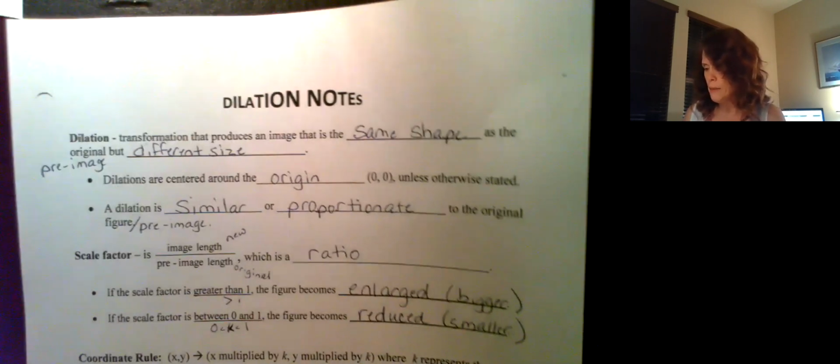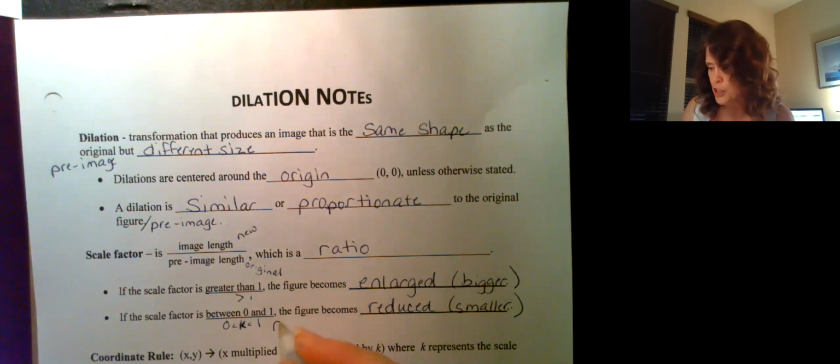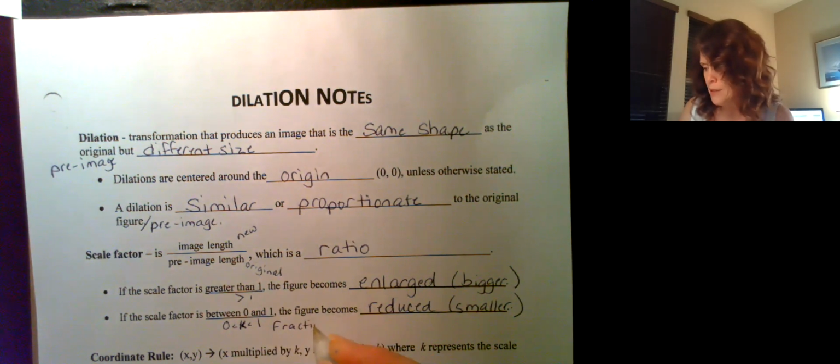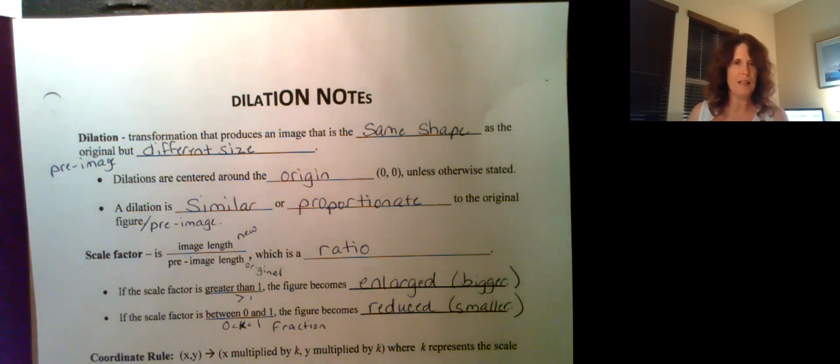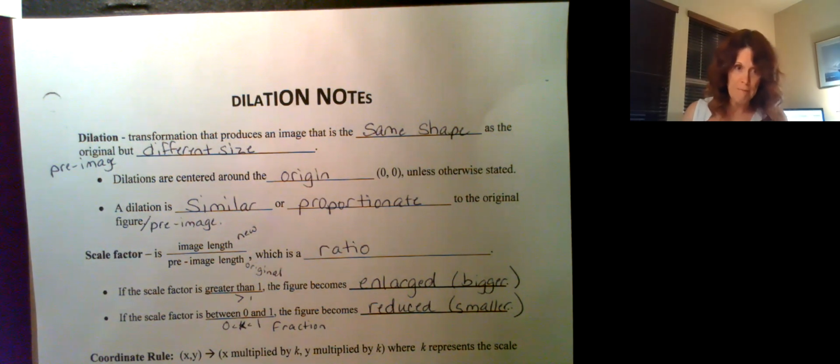By the way, before I forget, if we're saying the scale factor is between 0 and 1, I assume you know that just means it's going to be a fraction, okay? We can't multiply by 0. And if we multiply by a negative, that's not appropriate for measuring lengths, okay?